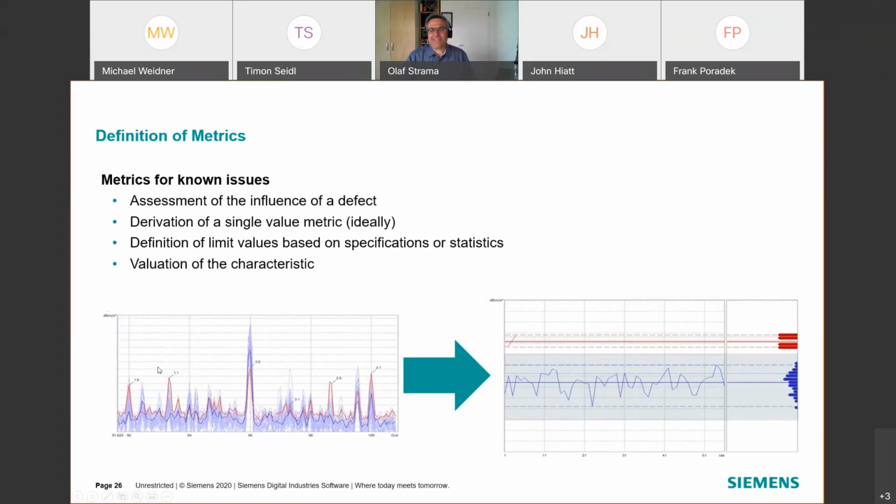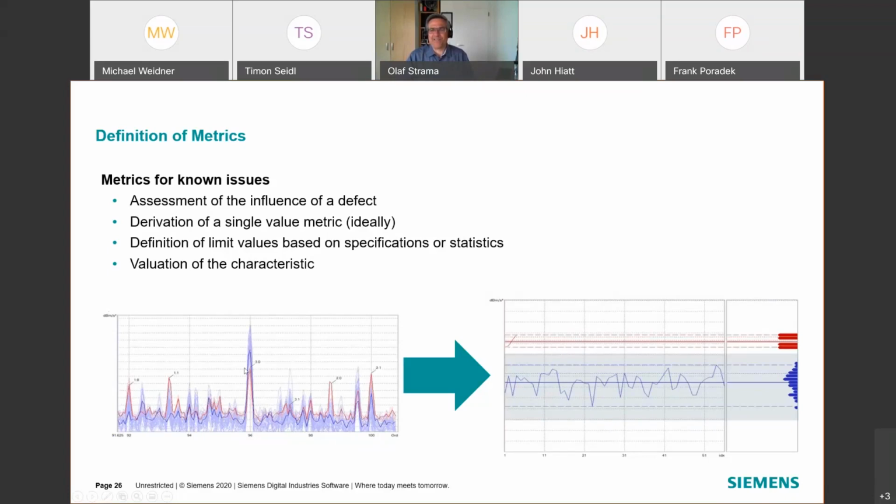But if I take this special characteristic into account, this defect where the gear mesh line has a low energy and the sideband lines have a high energy, then I can define the metric even under those conditions that helps us to separate good from bad.